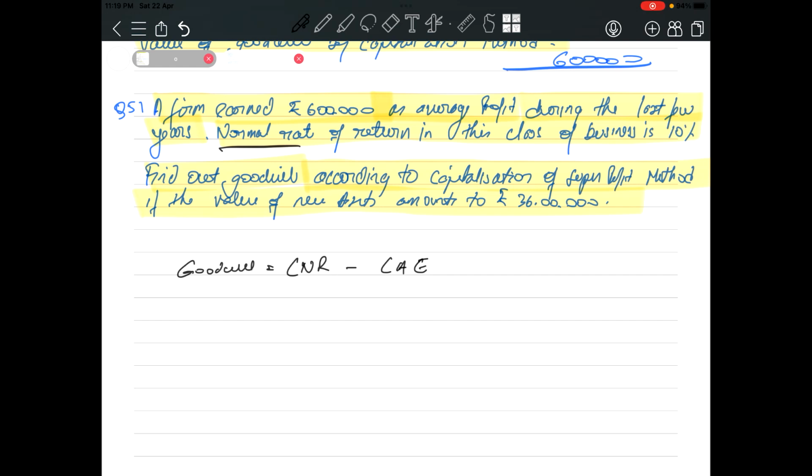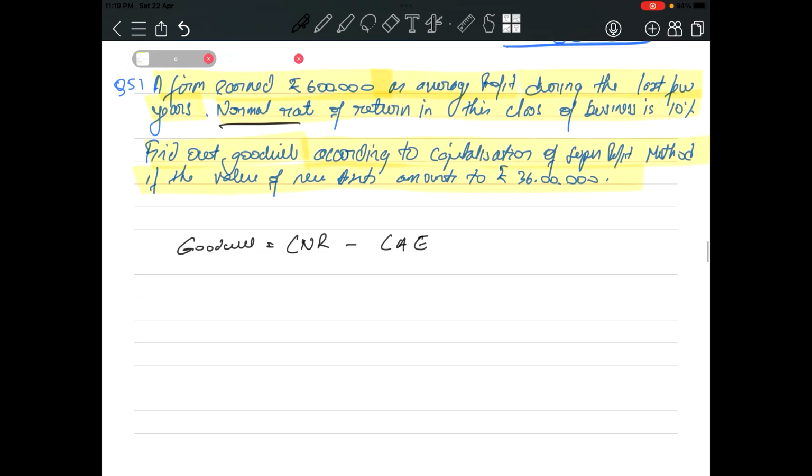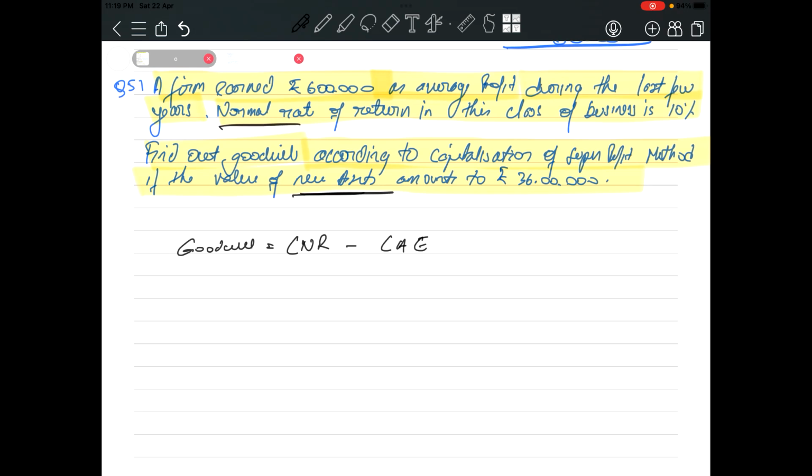Now how will we solve this question? First of all, let's try to understand one thing. Let's try to understand what net assets is. Net assets is total assets minus total liabilities.